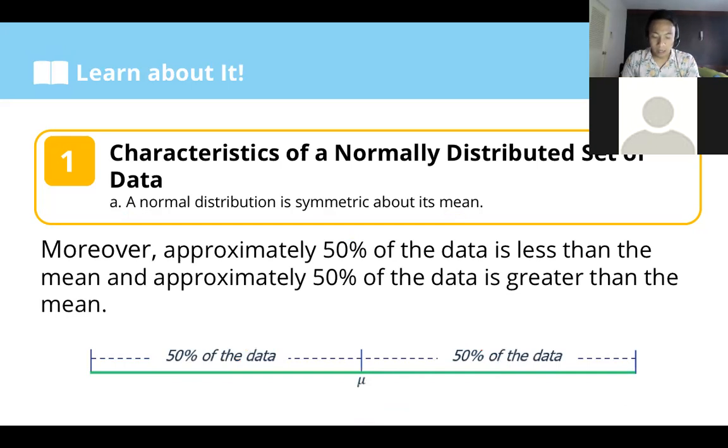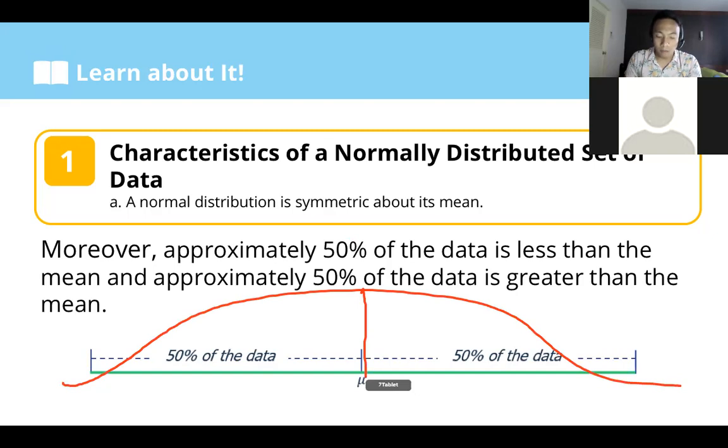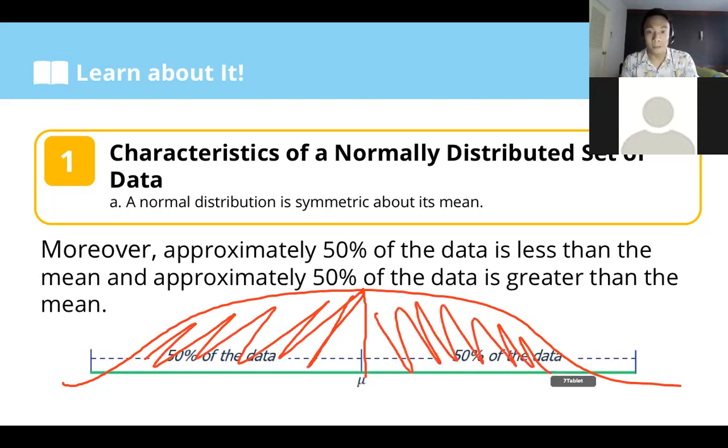Moreover, approximately 50% of the data is less than the mean or below the mean, and approximately 50% of the data is greater than the mean or above the mean. If we have a normal curve, this part is 50% and this part is also 50%. 50% of the data must be below the mean and 50% of the data must be above the mean.